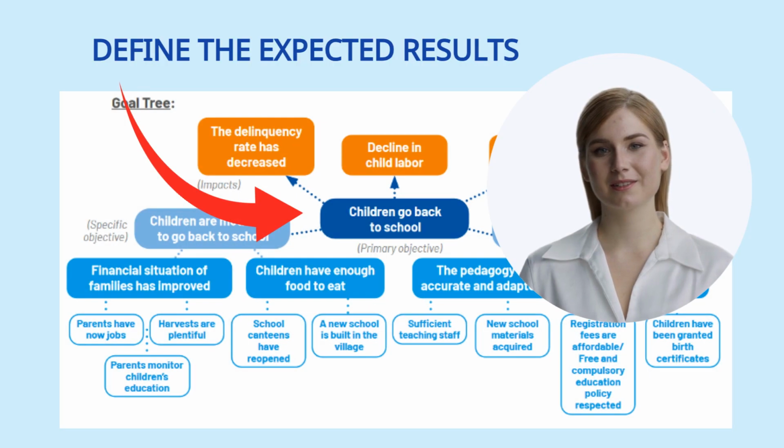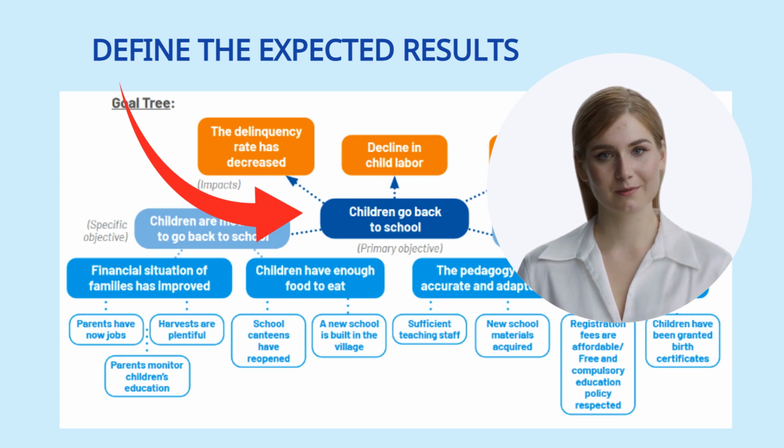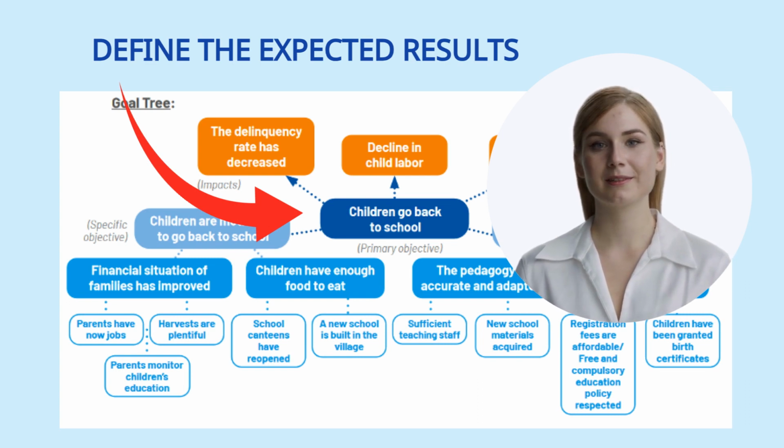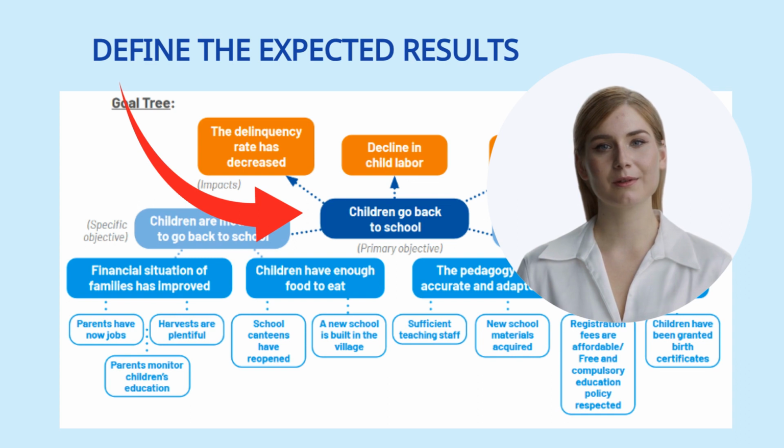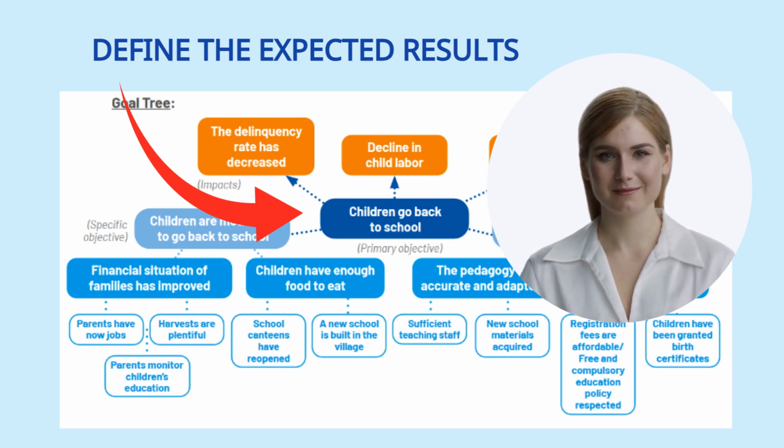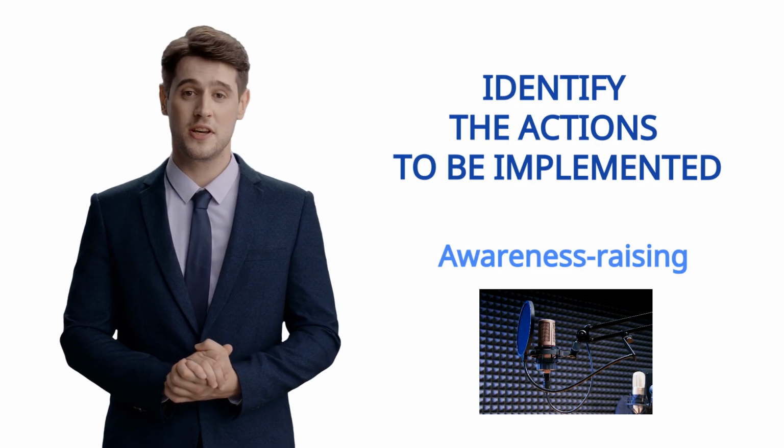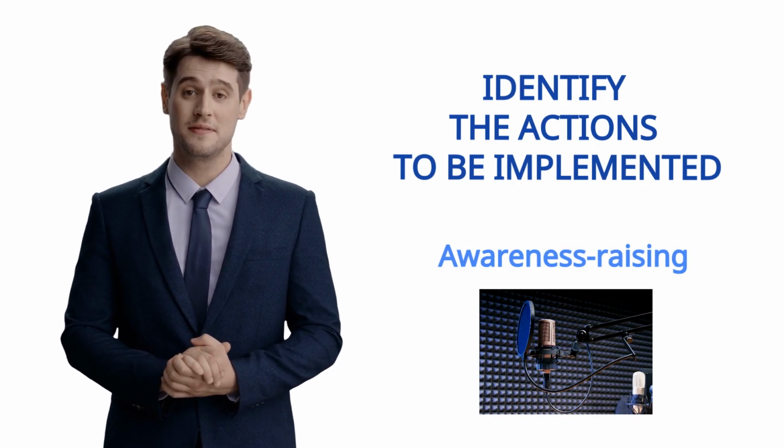The expected results come from the objectives and guide the implementation of the activities. Taking school dropout as an example, the desired outcome is for children who have dropped out to return to school. With a little imagination, we can define a plethora of activities.